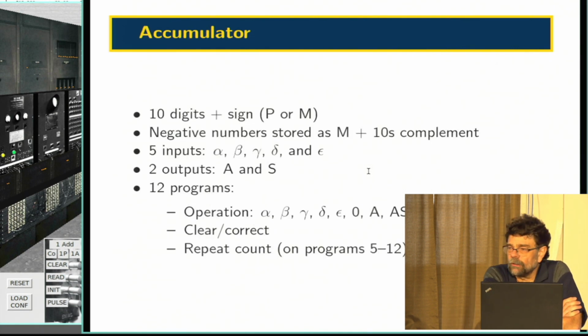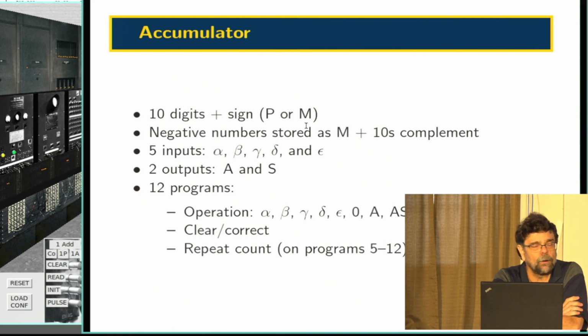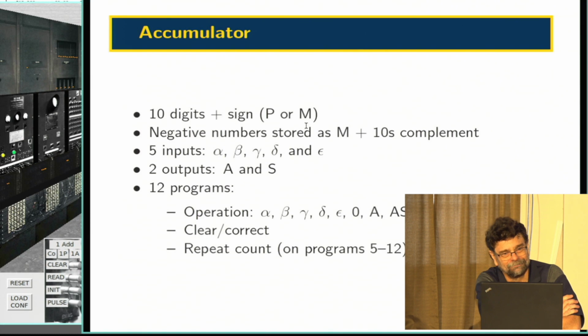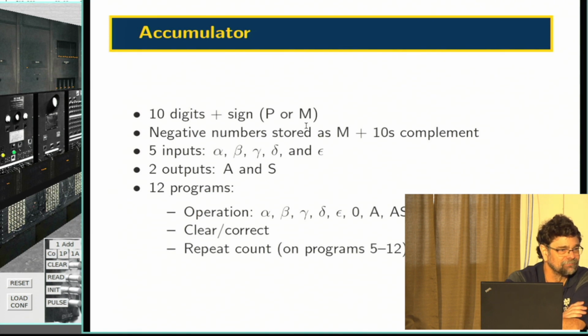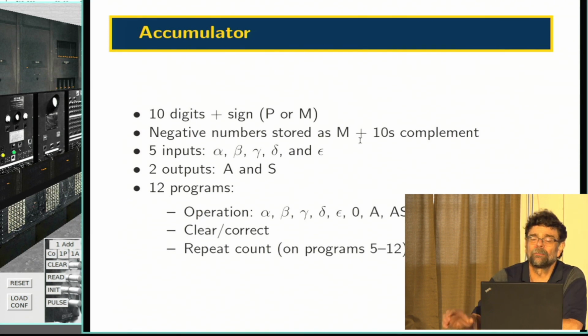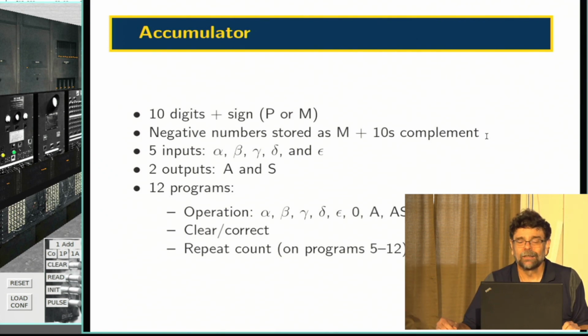The accumulator itself has 10 digits and a sign. You might think, however, that would mean that it's operating in sign magnitude. It's not. It's kind of a weird combination of sign and tens complement. A negative number has both an M for the sign value and the digits are in tens complement. So you get the full range of 10-digit values, both positive and negative.